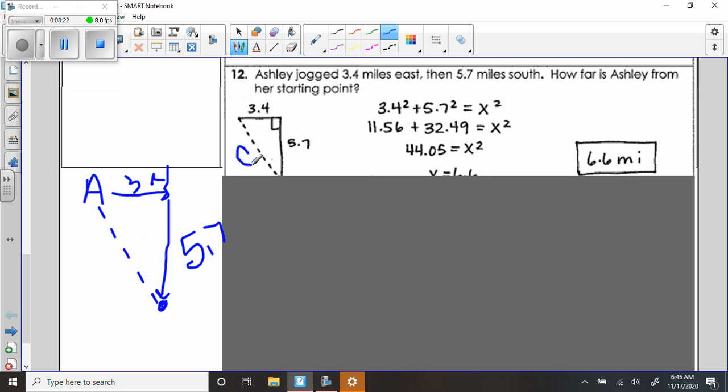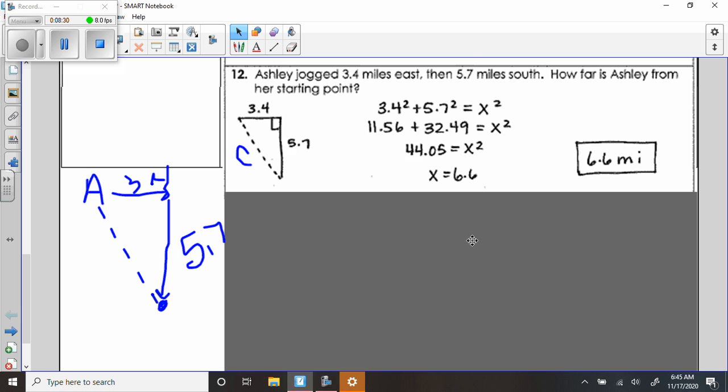So there is 3.4 squared plus 5.7 squared equals x squared. Because they're on the same side, we're adding them again. Lots of decimals in Pythagorean theorem. There's nothing wrong with that. We take the square root of 44.05 and we're done to get 6.6.